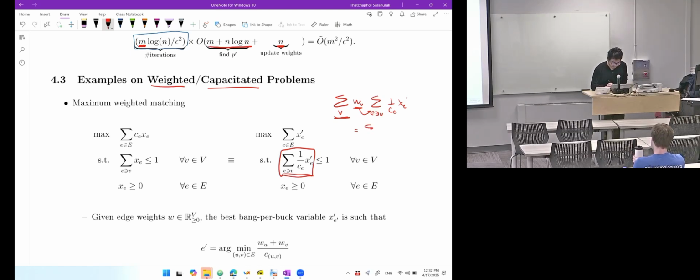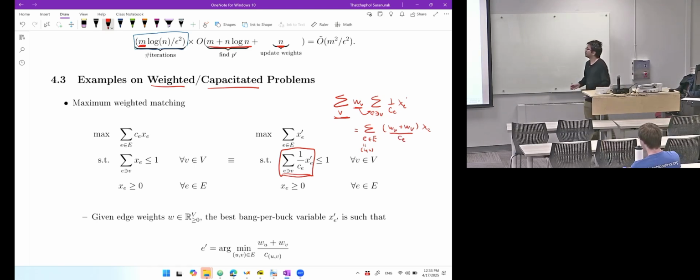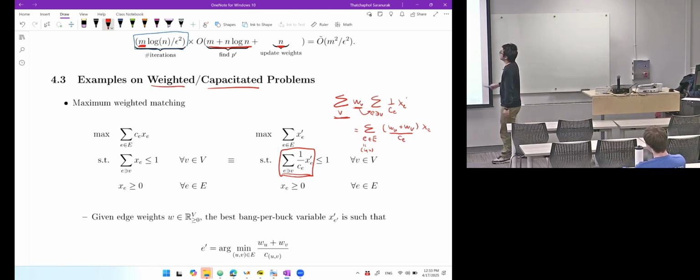Just rearrange. This is just going to be w_u plus w_v, when e is uv, and you're going to have c_e here. So find x_e such that this coefficient is minimized. So that's all. Just need to find this one, and you can do it in linear time clearly. That's it.